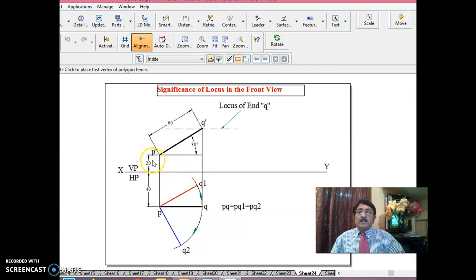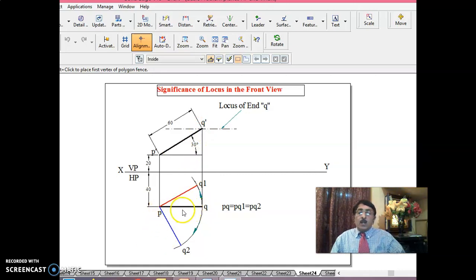One end of a line is 20 mm above HP and the line is 40 mm in front of VP. Line is parallel to VP, inclined at 30 degrees to HP, measures 60 mm. This problem we have done. This P dash Q dash is the front view. PQ is the top view.